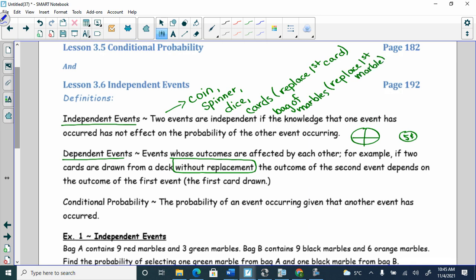How it can be tricky, though, is if I have 2 bags of marbles. If I take one marble out of this bag and I don't replace it, but I'm taking the marble out of the other bag, they're independent because they have 2 separate bags of marbles, right? So 2 bags of marbles would also be independent. Or if I gave you 2 decks of cards and I didn't replace, it wouldn't matter because I take 1 card out of this deck and 1 card out of this deck, right? So they really don't affect each other.